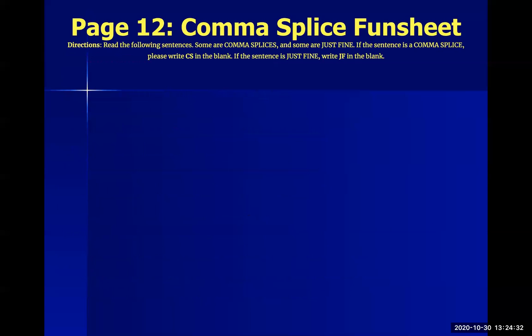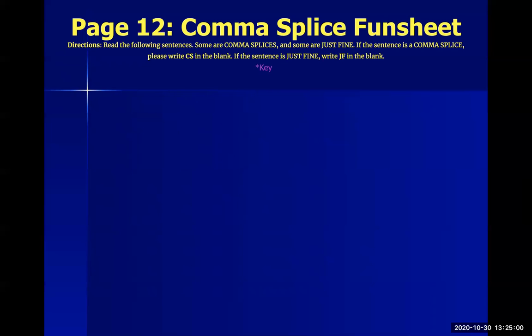Turn to page 12. This one is a comma splice fun sheet. Okay, and the directions say, read the following sentences. Some are comma splices, meaning they're run-ons that have the comma in between, and we're just trying to fix it that way, which doesn't work. And some are just fine, meaning it's a complete sentence. If the sentence is a comma splice, we're going to write CS in the blank. If the sentence is just fine, we're going to write JF in the blank, meaning it's a complete sentence.